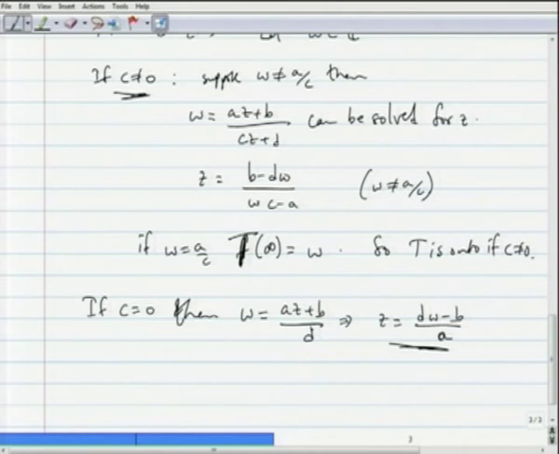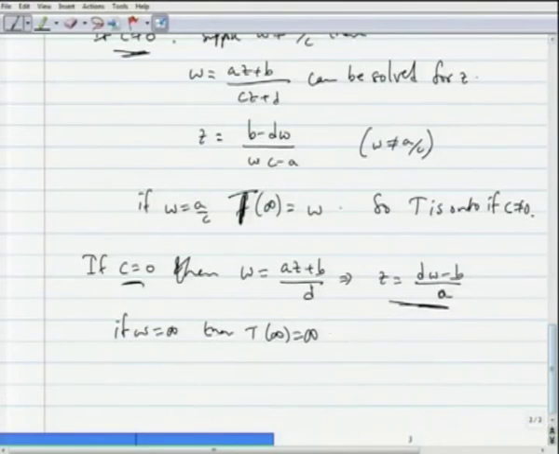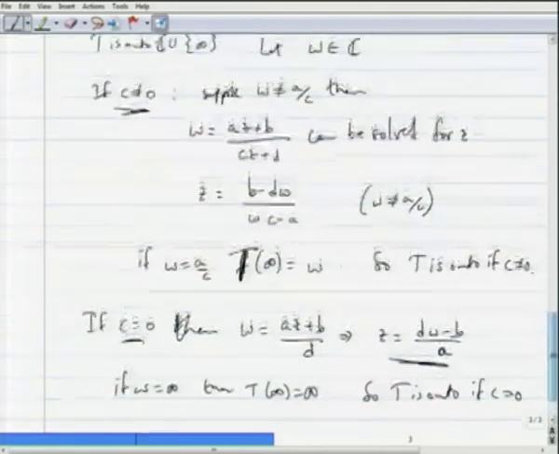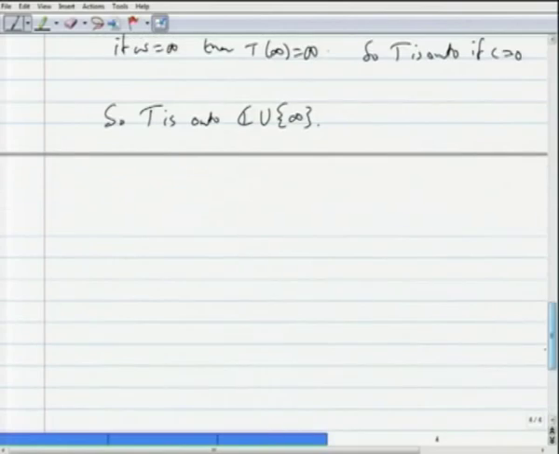Okay. And if W is equal to infinity in this case when C is equal to 0, we already know that we define T of infinity to be infinity. Refer to the extended definition, we said T of infinity is infinity if C is 0. So, T is onto in this case as well if C is equal to 0. So, in either case, T is onto C union infinity. Okay. T is 1 to 1 and onto. So, it is a bijection from C union infinity to C union infinity. Okay. So, T is a bijection.